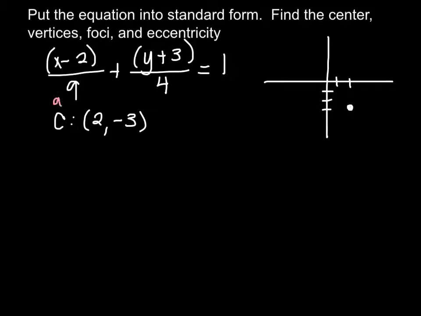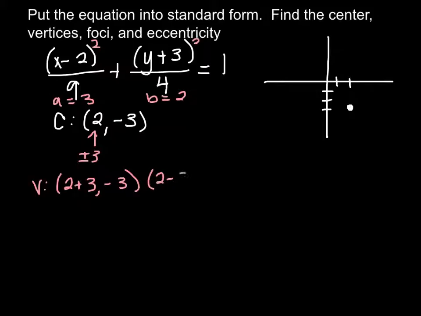Vertices. My a is 3 and my b is 2, because it's the square root of each. Well, the vertices fall on the major axis, which is under the x. So what I'm going to do is add and subtract a to the x value. So my vertices are (2 + 3, -3) and (2 - 3, -3), which is the point (5, -3) and (-1, -3).